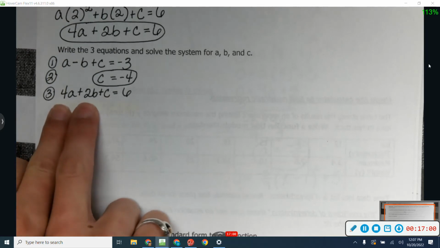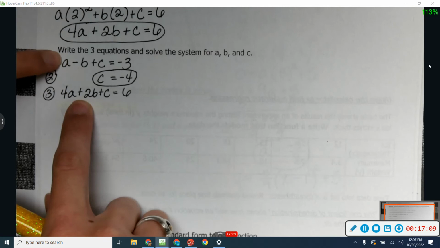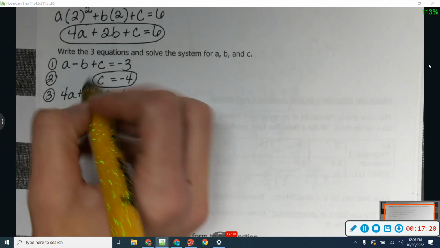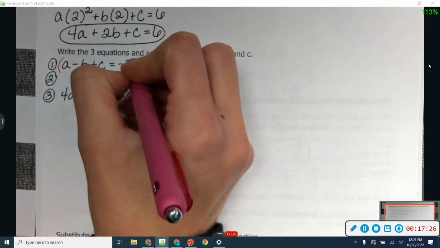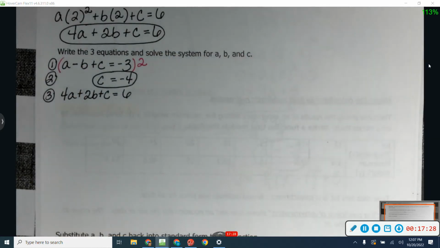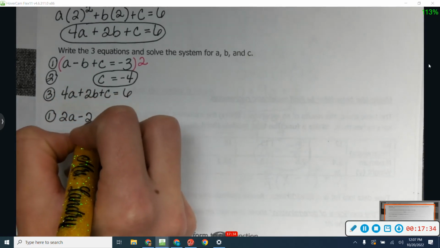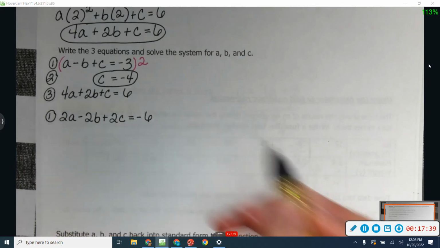Between a and b, which do y'all want to get rid of? I personally would choose b because they're already opposite signs. It doesn't matter. Remember that I can do something and you can do something and we can still get the same answer, because as long as you're doing your work right, you should get the same answer. So if I choose to eliminate b because they're already opposite signs, I need to multiply my first equation by what? 2. I need that to become a -2. So my first equation is going to become 2a minus 2b plus 2c equals -6.